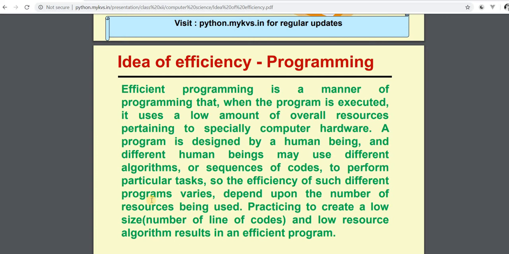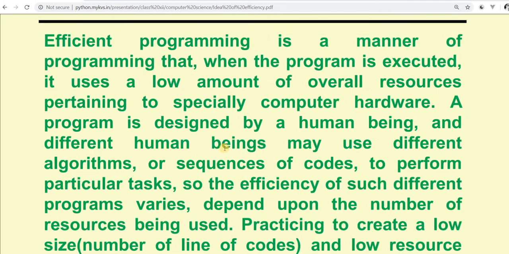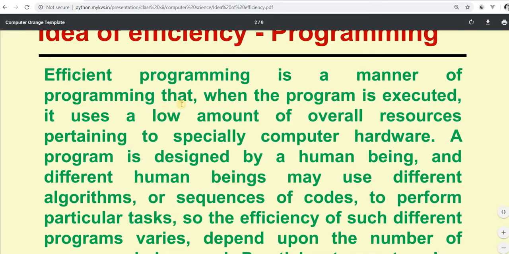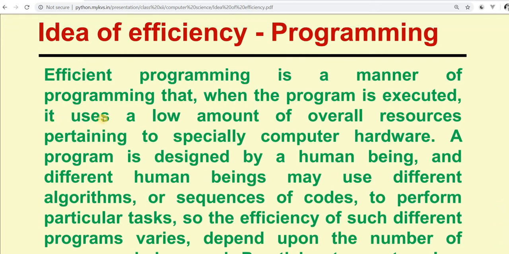In this video, we'll start the next chapter, which is the idea of efficiency. What is an efficient program and how do we achieve efficient programming? Let's find out. Efficient programming is a manner of programming in which, when the program is executed, it uses a low amount of overall resources, especially computer hardware.